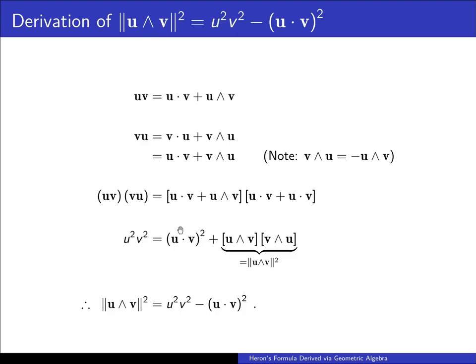Now here is the derivation of the formula that we saw earlier. The square of the norm of the outer product of two vectors is equal to, well, you can read it yourself. So here's the derivation, and you can go through that on your own time.